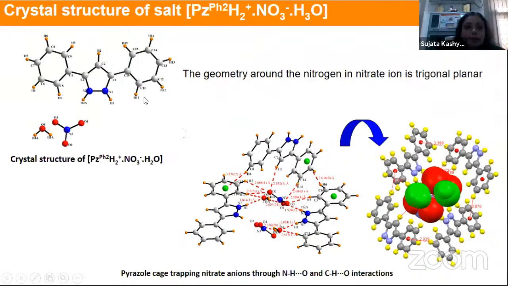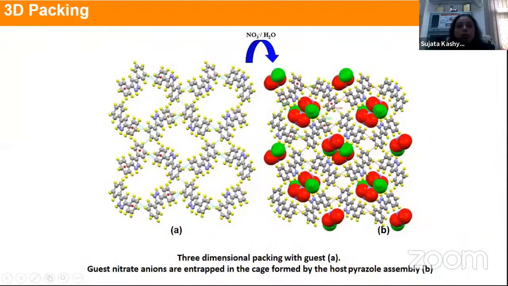Now, similarly for the nitrate ion, along with the nitrate ion, 1 mole of crystalline water also crystallizes here. And similar to the previous case, here also the 4 molecules are engaged in such a way as to make a cavity for trapping the nitrate as well as the water molecule. Here is the 3D packing without the guest molecule and with the guest molecule.